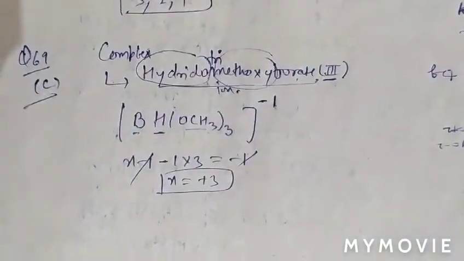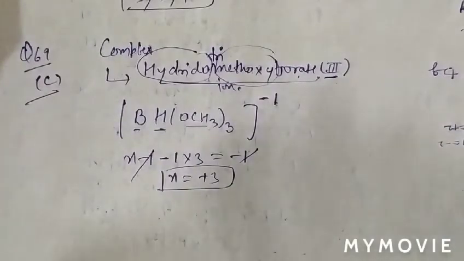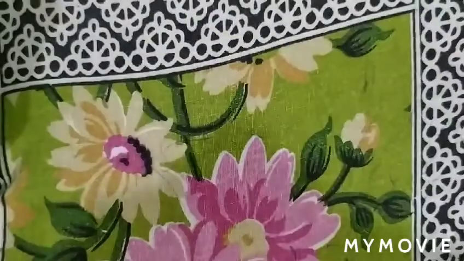See question number 70. In question number 70, what is given there? The question is about the hybridization of this compound. See question number 70.